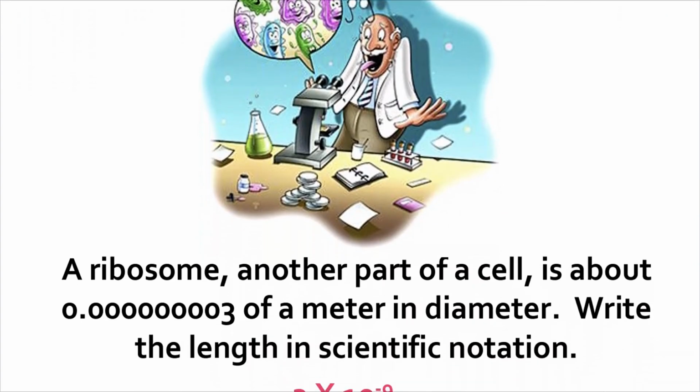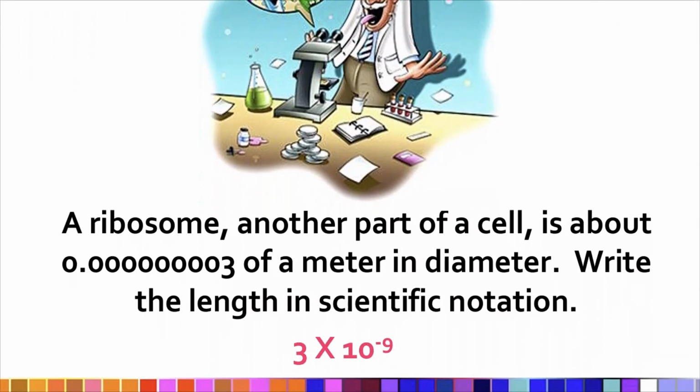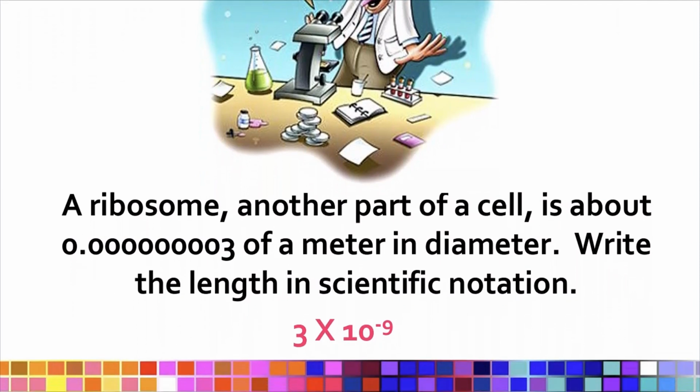So this is a short story. Let's wrap up this topic with another example. A ribosome, another part of a cell, is about 0.000000003. So 3 is the first significant number. All these zeros are non-significant. So 3 times 10. Count from 3 and all the zeros. And this is smaller than 1, therefore the exponent will be with a negative sign. So there are 8 zeros and 1 is 3. So it should be 3 times 10 minus 9.